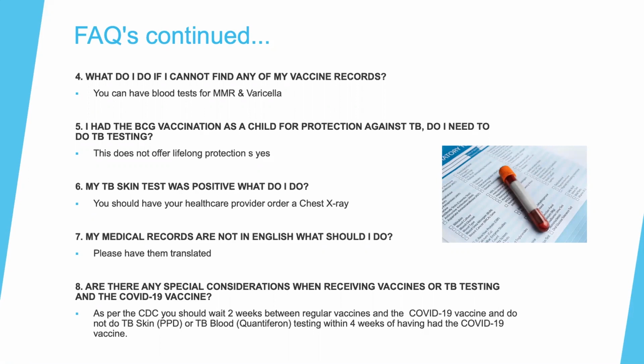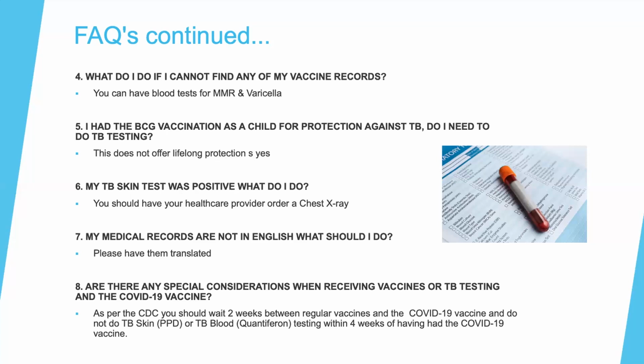And our preference, if you have had the BCG vaccine, and the way you can tell is on one of your arms, you may have a little indentation in the skin. That's usually from a BCG vaccination. We do recommend, if you can access it, to get a TB blood test, as it's more accurate if you've had the BCG vaccination. If you have a positive TB test, either skin or blood test, then your healthcare provider needs to order a chest X-ray just to make certain that the test is not showing us that you have current active tuberculosis disease. If your medical records are not in English, please have them translated.